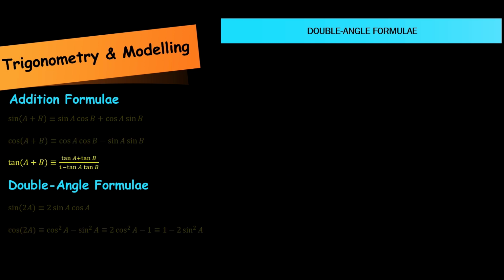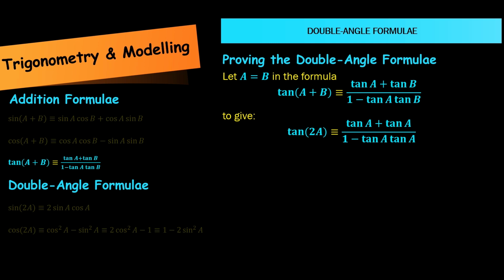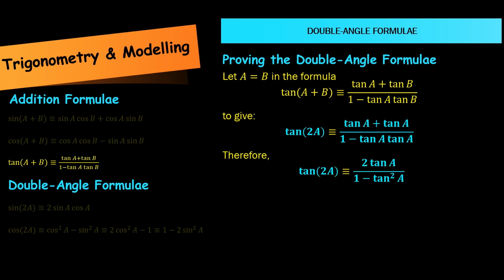Now let's take a look at the formula for tan. Again, if we let A equal B in the formula for tan, we obtain tan 2A equals (tan A plus tan A) all over (1 minus tan²A), which is identical to 2 tan A all over 1 minus tan²A. And this is the double angle formula for tan.